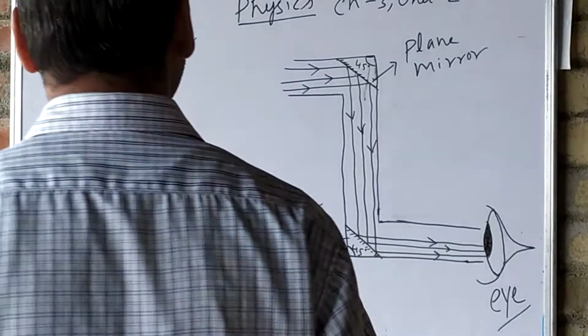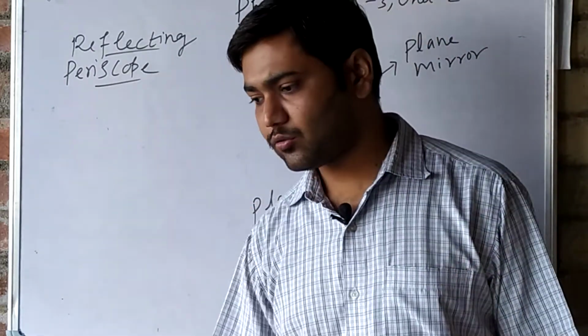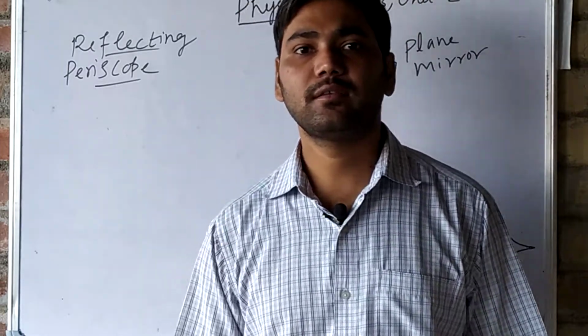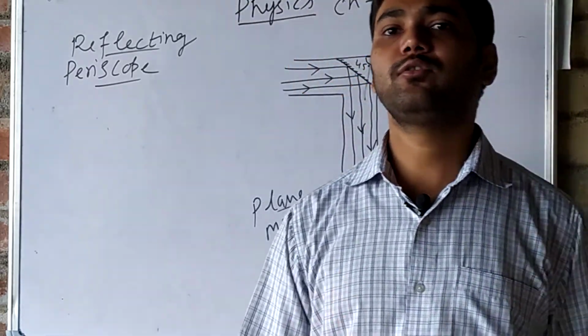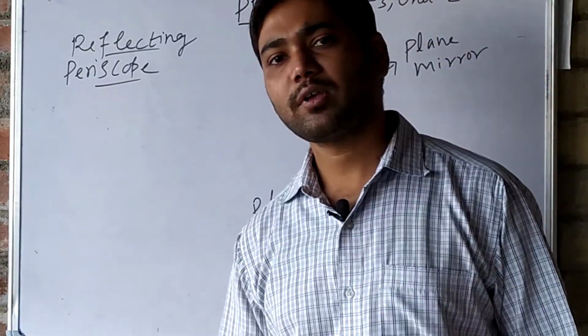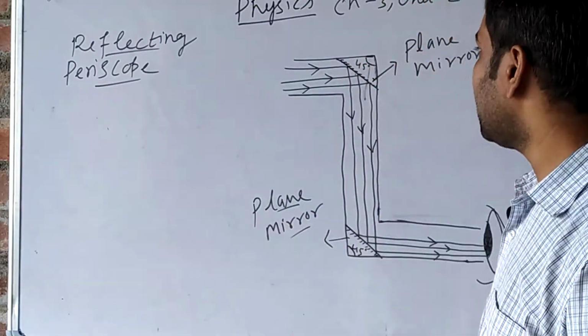Good morning students. Today we have to study the reflecting periscope. Because regular and irregular reflections, image formation of a point source, of an extended source and all other topics I have already explained in my videos. Now today we will begin with the reflecting periscope.